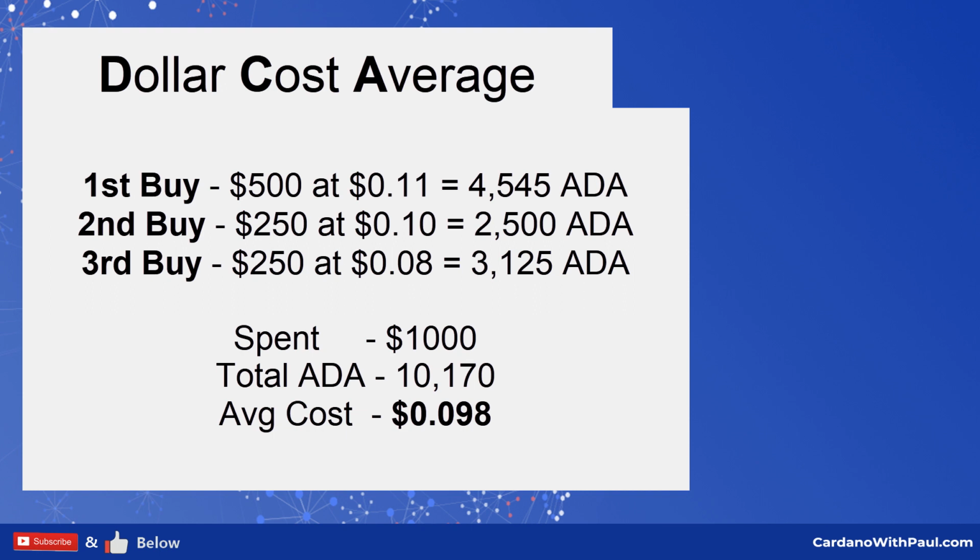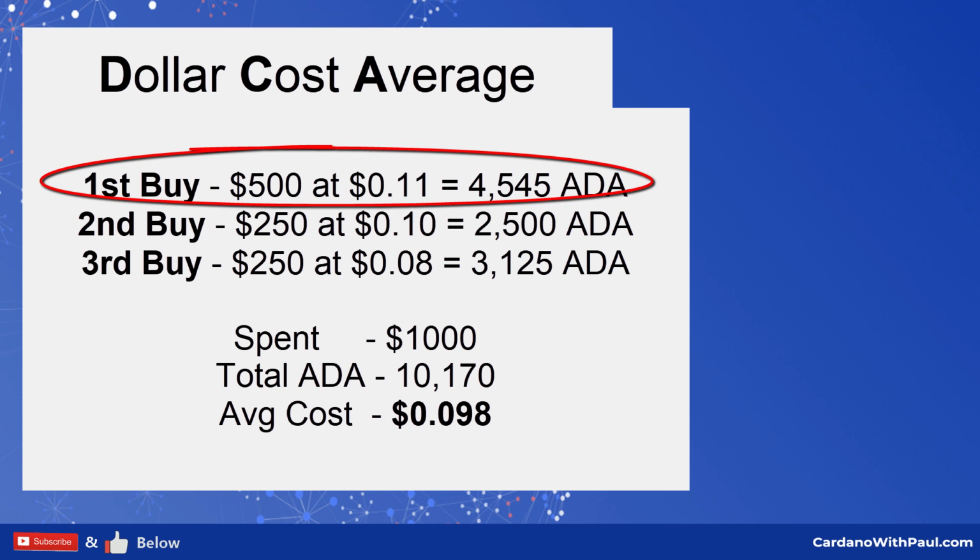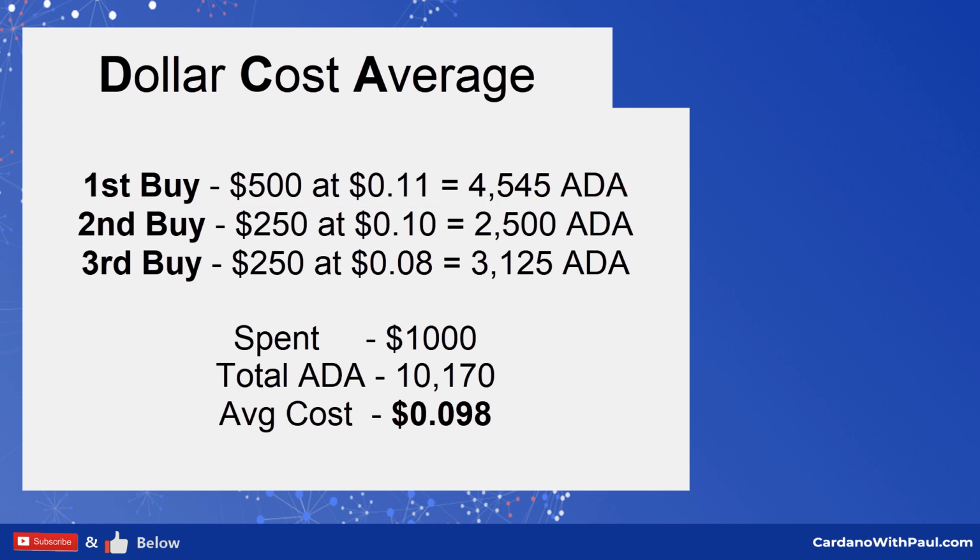So if I go in and I set a buy for $500 worth of ADA at 11 cent, I would get 4,545 ADA. Now, I set 2 lower buys, one at 10 cent for $250 and another one for $250 at 8 cent. So if it comes down and hits 10 cent, I get another 2,500. And if it comes down to 8 cent, I get 3,125 ADA for that $250 buy.